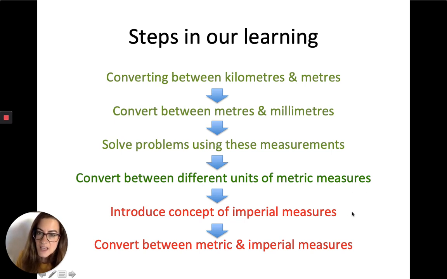And then yesterday, we looked at converting all four different types of units of metric measures for length. Now today we are going to introduce the concept of imperial measures for the first time, so you might not have come across these before, and we're going to continue with that through the week. We're going to learn different types of imperial measures for length, for weight and for capacity, and for each one we're going to convert between the metric measures and the imperial measures. Starting today with length, we're going to look at imperial measures for length and convert between metric and imperial measures for length.